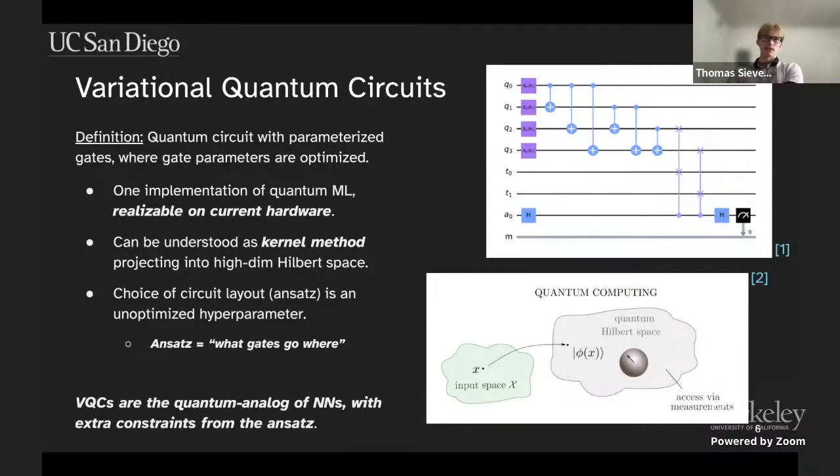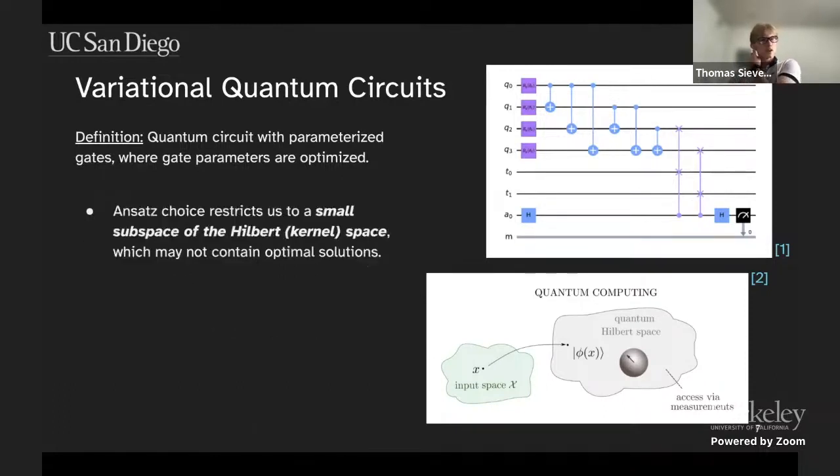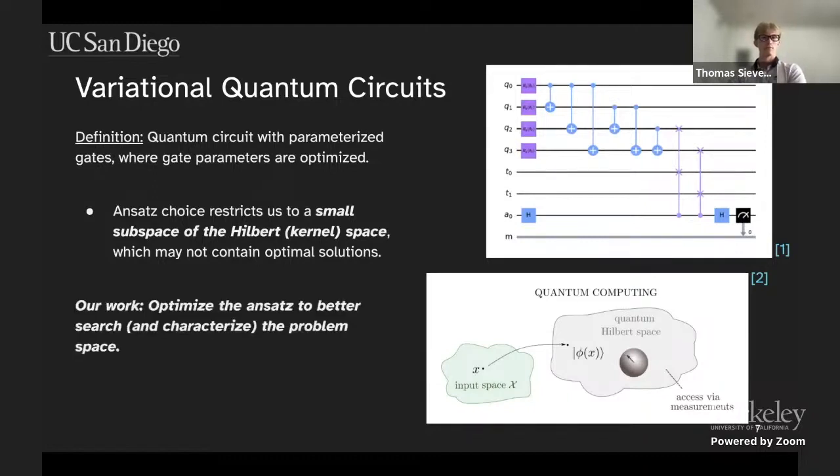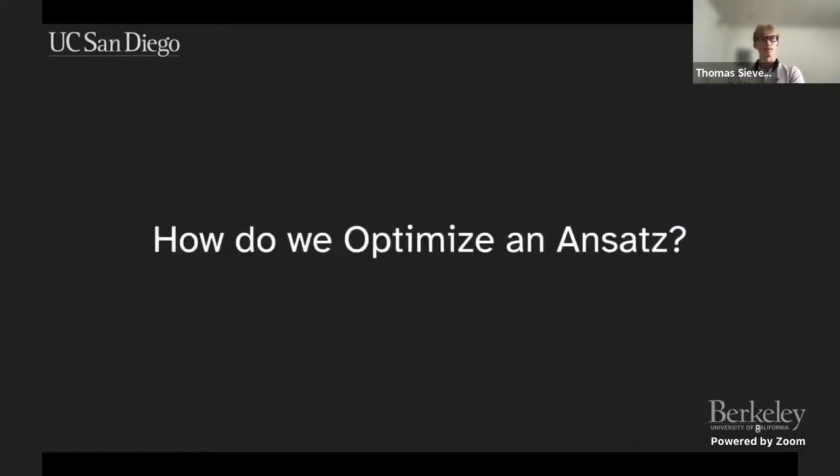As a one-line overview, VQCs are the quantum analog of neural nets, but they have this extra constraint coming from the ansatz. What the ansatz ends up doing is it restricts us to a small subspace of the Hilbert space, which may or may not contain optimal solutions, or even near optimal solutions. So the goal of this work is to find a way to optimize the ansatz so we can better search that problem space for a better solution, and along the way, hopefully characterize the problem space as well.